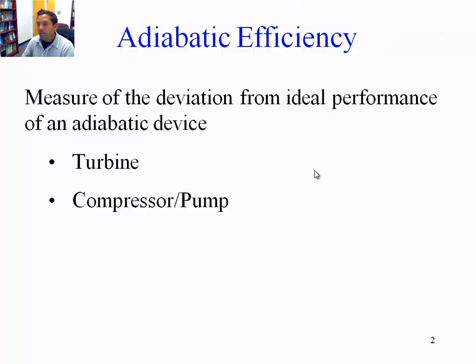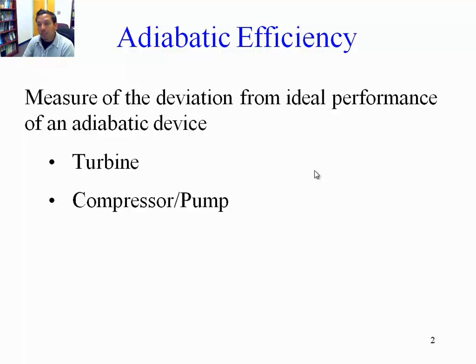Okay. Now, in both cases, the efficiency, or the so-called adiabatic efficiency, by the way, some books call it the isentropic efficiency, is defined the same way, but inversely. Because remember that turbines are work-producing devices. Turbines produce a positive amount of work. So ideally, they would produce more work than what they would in reality produce.